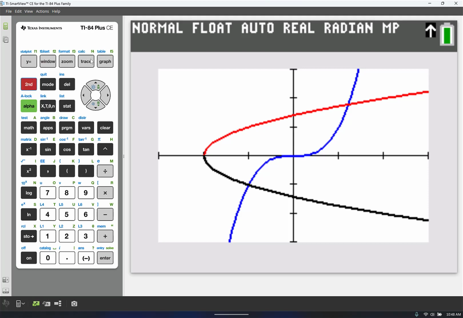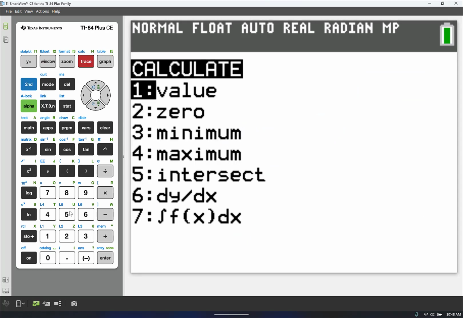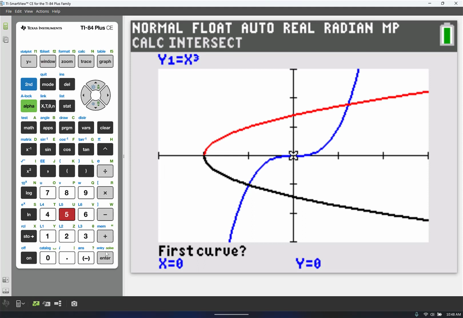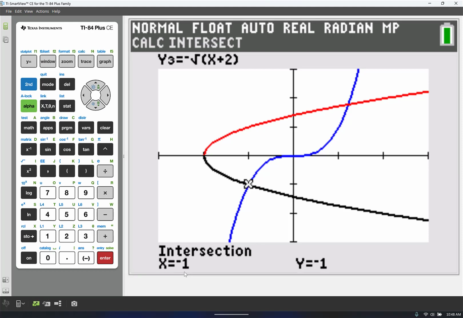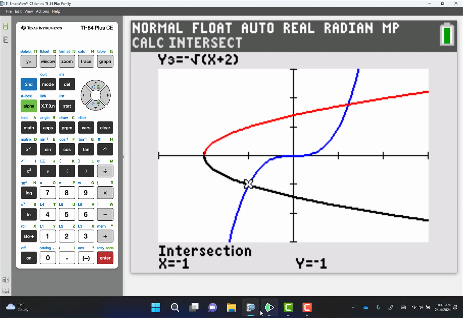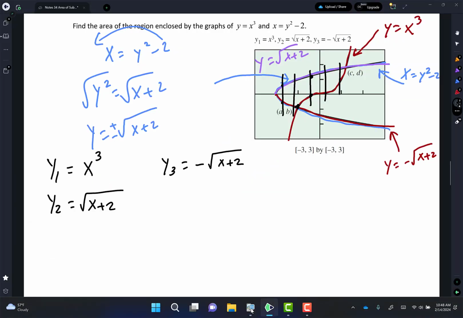So look, second, calculate, number 5. Blue curve, yes. Not the red one, the black one, yes. Enter. Yep, -1. Do you guys see that? So I'm going to come back over here. And this AB here, look, they even put letters. Good. That AB, -1, -1. A is -1, B is -1. Are we okay so far?